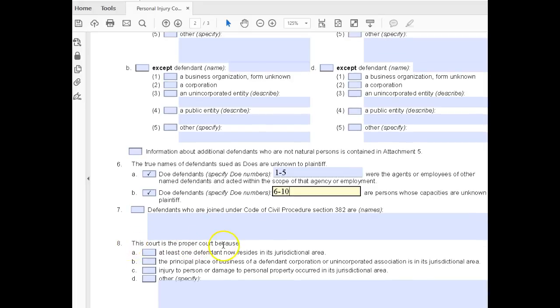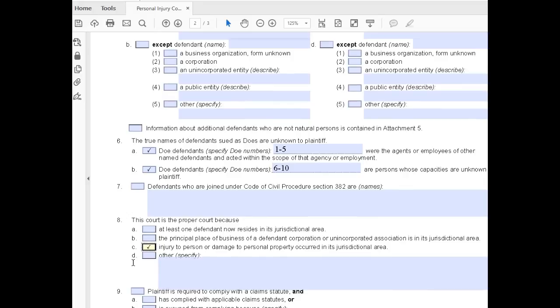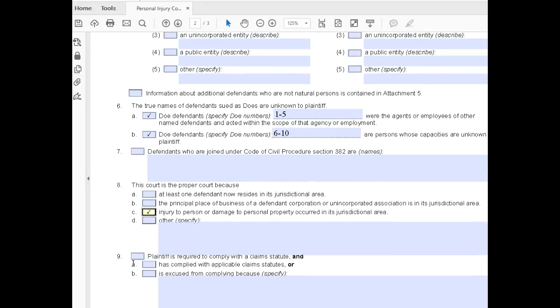The court is a proper court because at least one defendant now resides in the jurisdictional area. That means we'd have to know that Jeffrey Jones actually resides within the county of Ventura, which we don't actually know. We don't know that that's true, but we do know that the injury to the person or damage to property occurred in our jurisdictional area. That means in Ventura County. We know that. So that's good enough for getting the venue in Ventura County Superior Court.